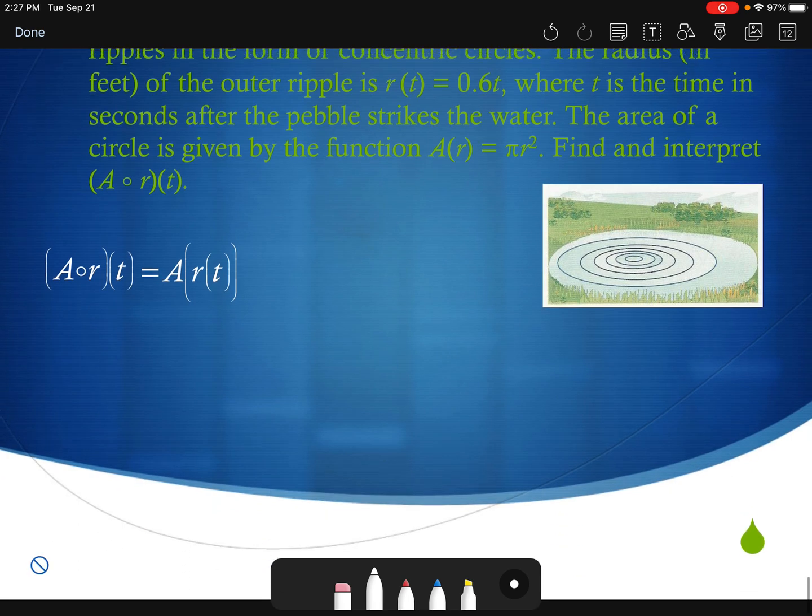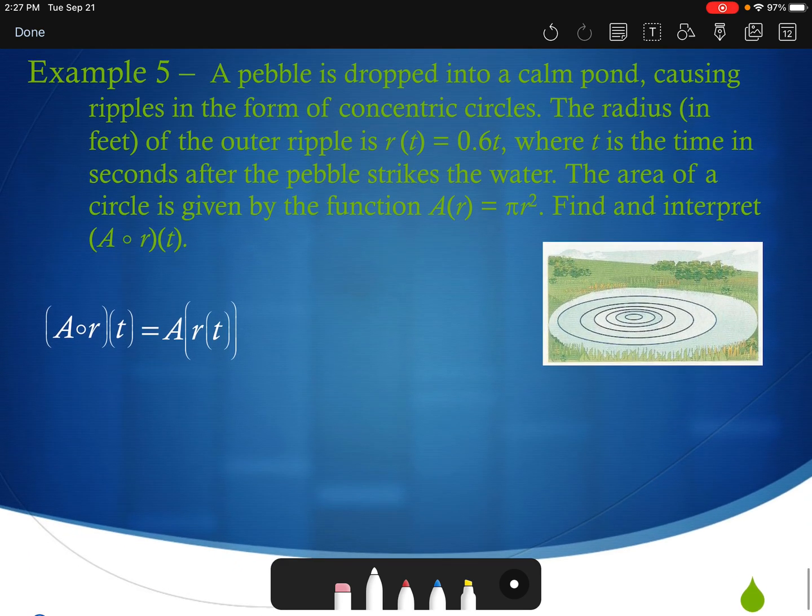Composite functions are fun. Okay, number 5, last one. A pebble is dropped into a calm pond, causing ripples in the form of concentric circles. Concentric means same center. The radius in feet of the outer ripple is r of t equals 0.6 t, where t is the time in seconds after the pebble strikes the water. The area of a circle is given by the function a of r equals pi r squared. Find and interpret a circle r of t.